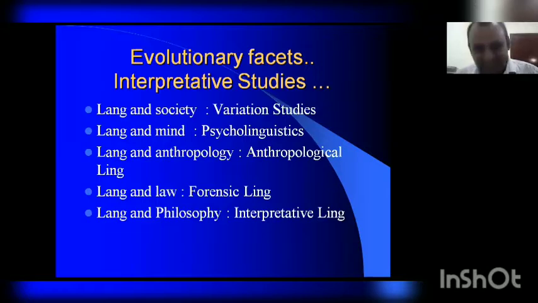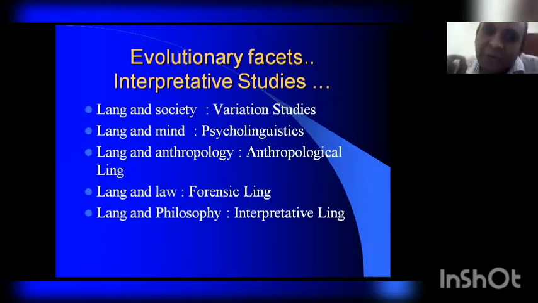Language and mind, psychology and linguistics coming together, psycholinguistics; anthropology and linguistics coming together, anthropological linguistics; law and linguistics, forensic linguistics. So these are the fields nowhere connected until 1952. But these fields are coming together and we have new areas. Now, whatever I have listed out there, these things are brought under interpretative studies. Interpretative linguistics is actually a connection between linguistics and philosophy.